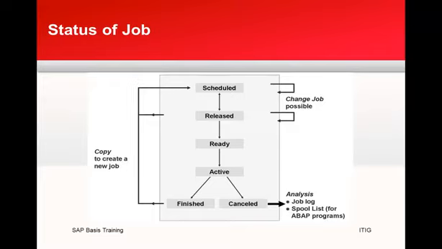Active: the job is currently being executed and cannot be deleted or changed. If an active job doesn't seem to be running correctly, you can terminate it in a background work process in debugging mode, analyze it, and then release it again or terminate it. So that is about the different statuses of a job.